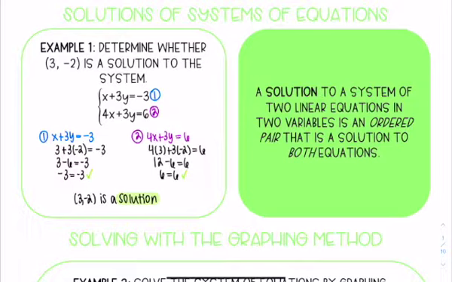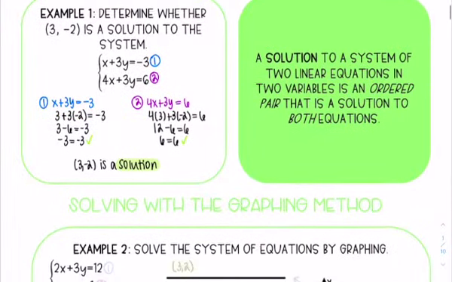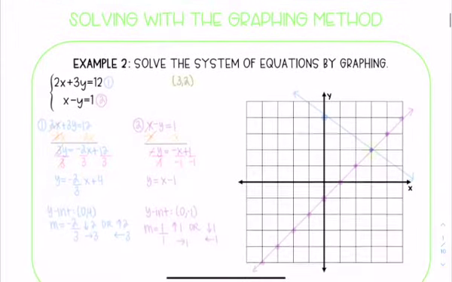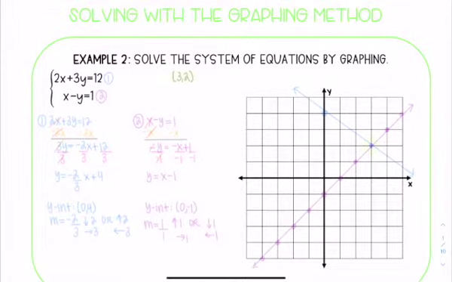And so we have 3 different methods we're going to look at. The first method is graphing. We don't use this method that often because it's hard to sometimes get an exact solution off of a graph. So let's go ahead and look at the system: 2x plus 3y equals 12 and x minus y equals 1.